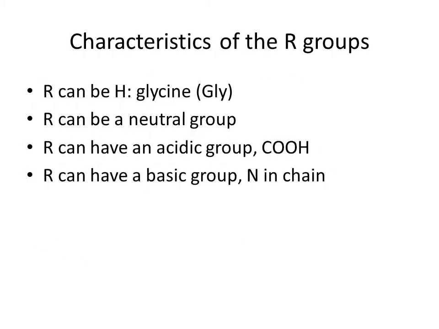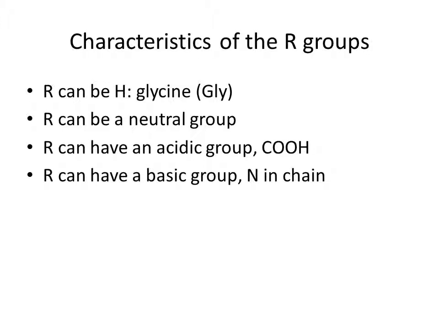The simplest amino acid that we have is glycine, and in glycine the R group is just a hydrogen. This means that that alpha carbon has two hydrogens on it. That's going to be important when we go back and talk about chirality. So glycine has a hydrogen as its R group.